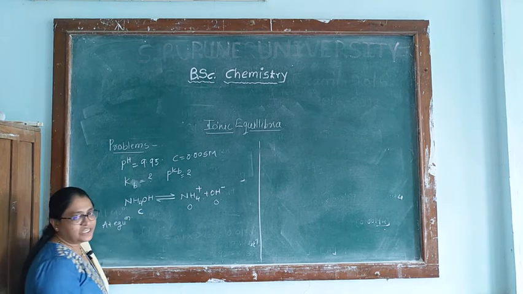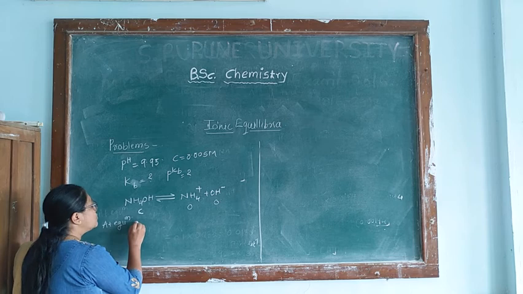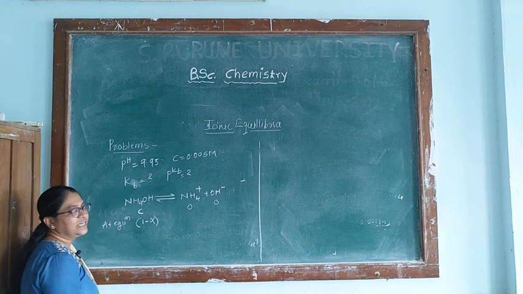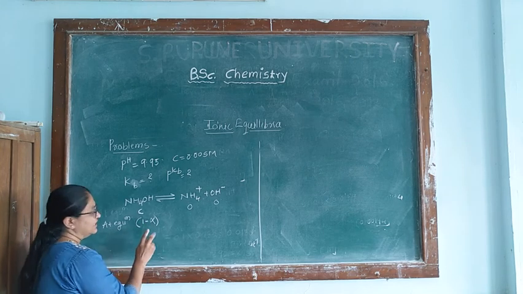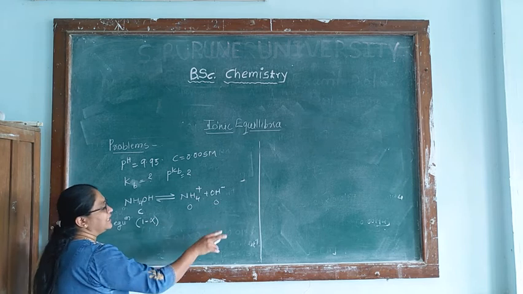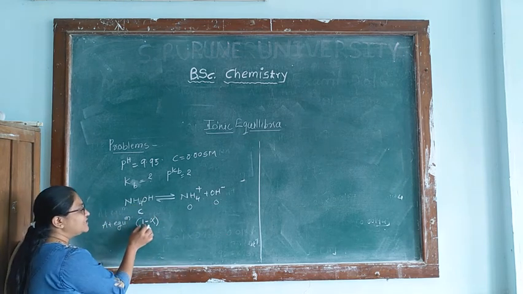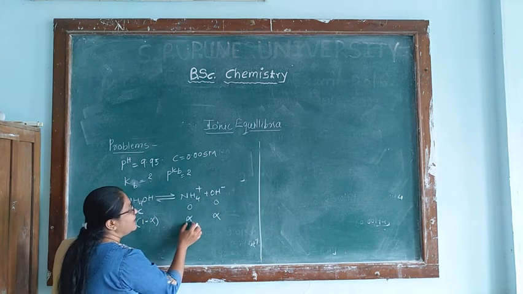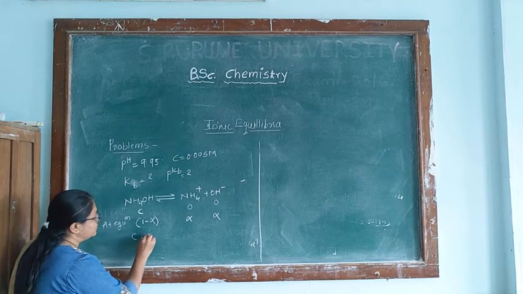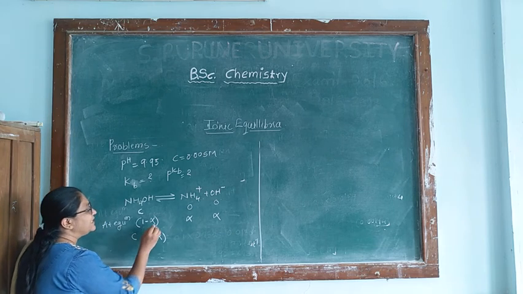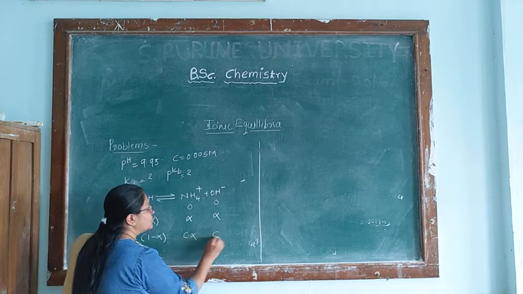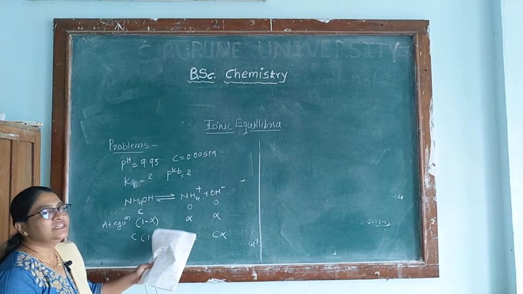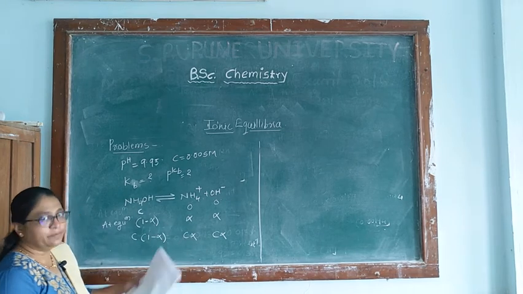If alpha is the degree of dissociation of ammonium hydroxide, then at equilibrium the fraction that will remain undissociated will be 1 minus alpha. Alpha is the fraction which is dissociated. So how much will remain of the ammonium hydroxide? 1 minus alpha, and the fractions of these two ions formed will be alpha and alpha. Their concentrations will be obtained by multiplying their fractions into the concentration. So these are the concentrations of ionized and unionized form at equilibrium.